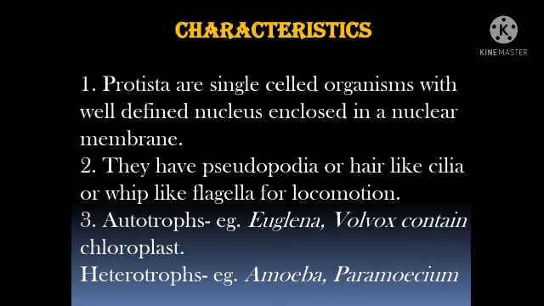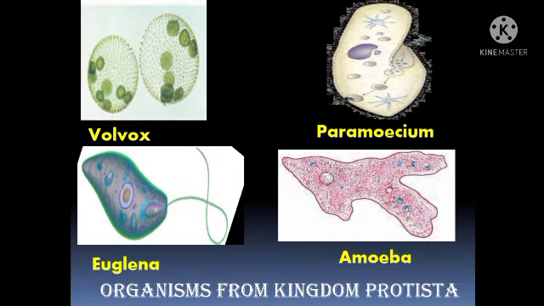The third characteristic of kingdom Protista is they are autotrophs and also heterotrophs. Some of the organisms are autotrophs and they are Euglena, Volvox, etc. And some organisms are heterotrophs. They are amoeba and paramecium. Autotroph means those organisms which prepare their own food and heterotrophs are dependent on others for their food.